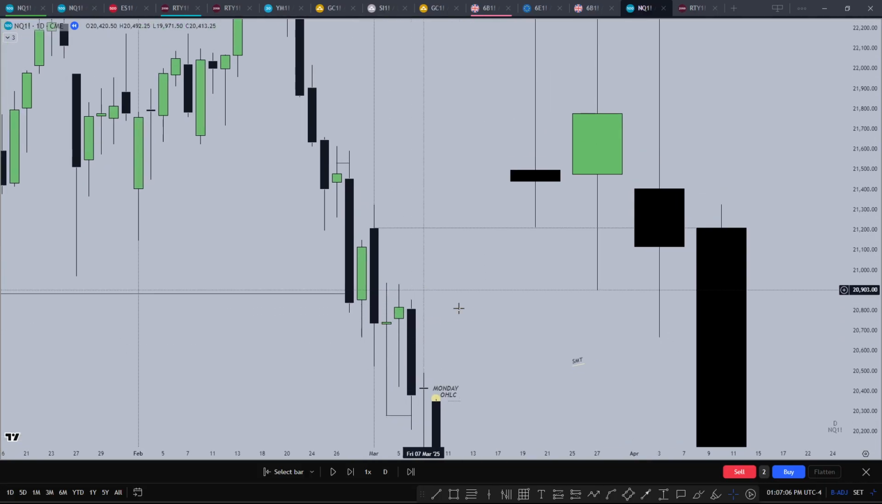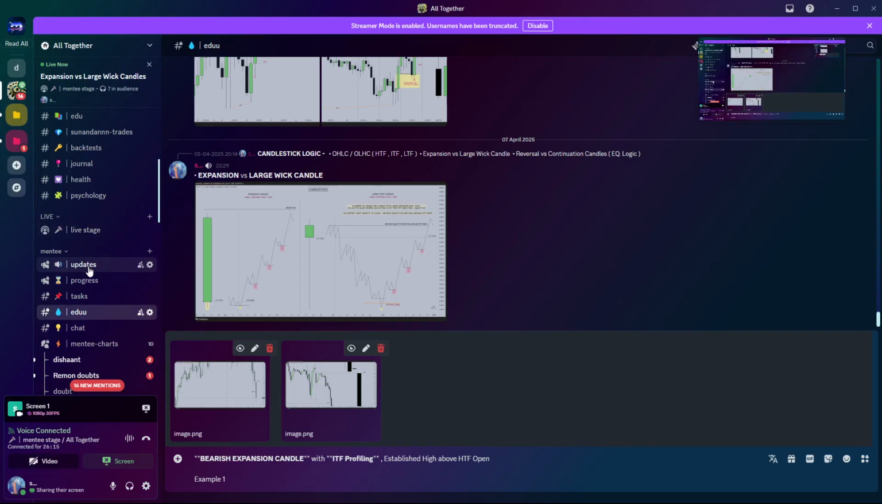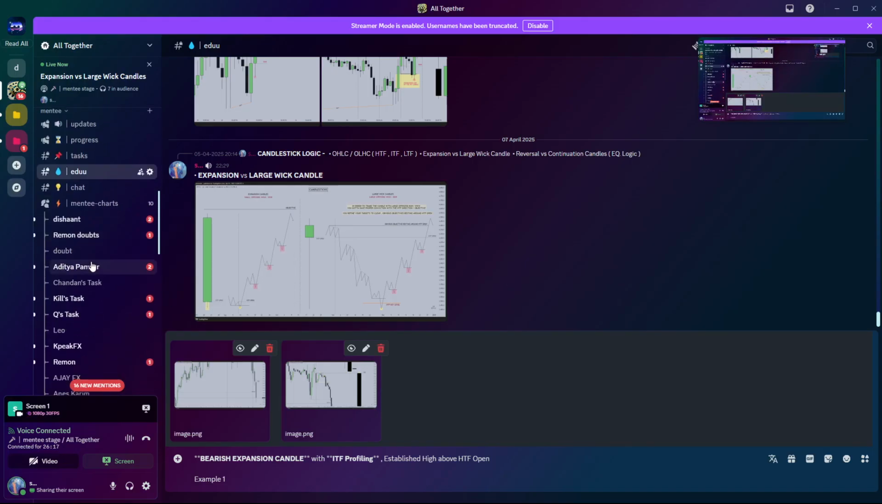So which one do you want to be covered? This, or this? All three are bearish expansion candles. Or if you want, I can give a bullish expansion candle example as well. Which one, bullish or again bearish?